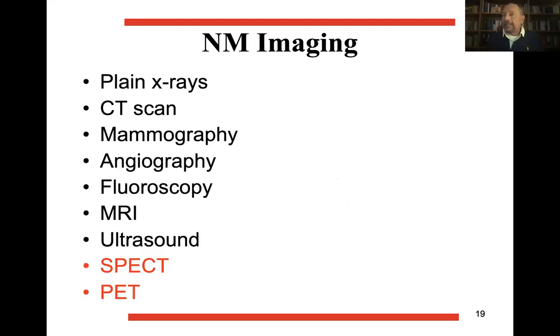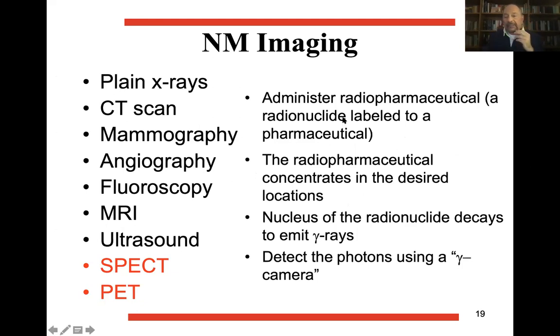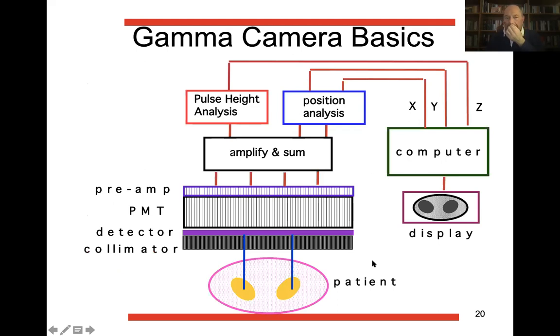Now, once I do the production, what do we want to do with these isotopes? For imaging, there are essentially two techniques, SPECT and PET. Let's start with SPECT. The pattern is always the same. You give a radiopharmaceutical, and the radiopharmaceutical concentrates in the desired location. The nucleus of the radionuclide decays to emit gamma rays, typically for imaging. And then you have to detect the photons using what is generally called the gamma camera. This is more for SPECT. For PET, we will see it a little bit differently.